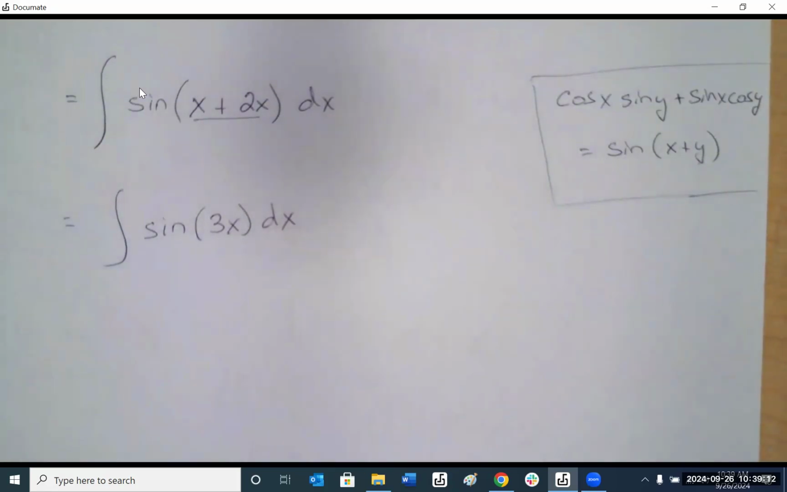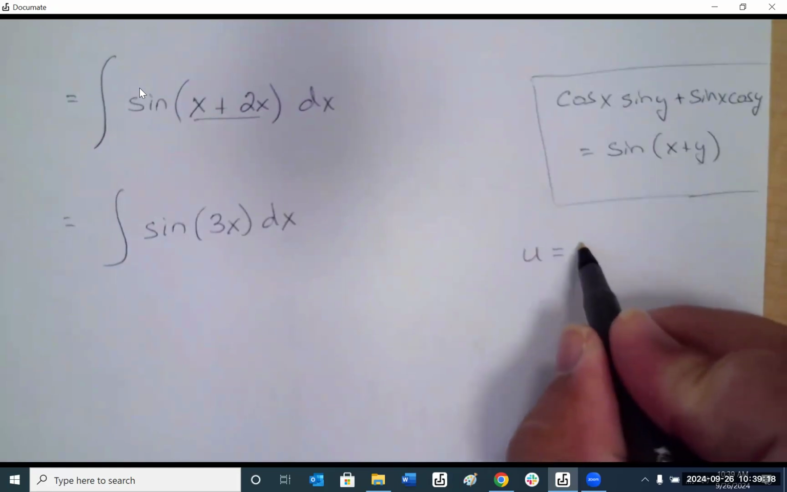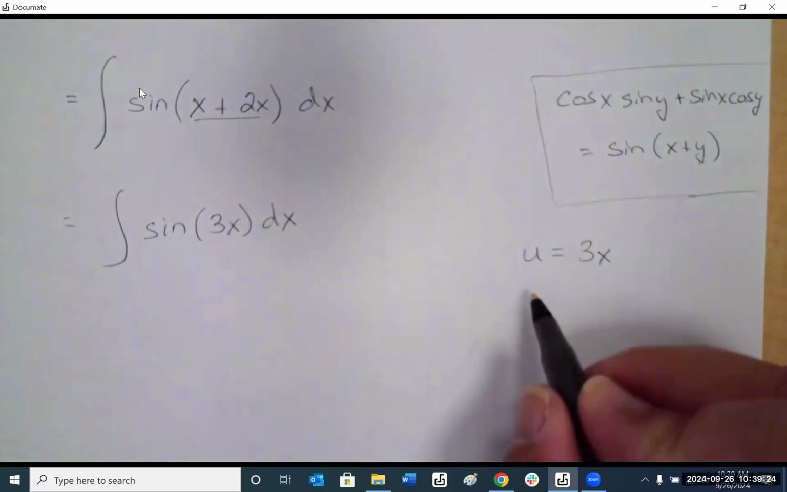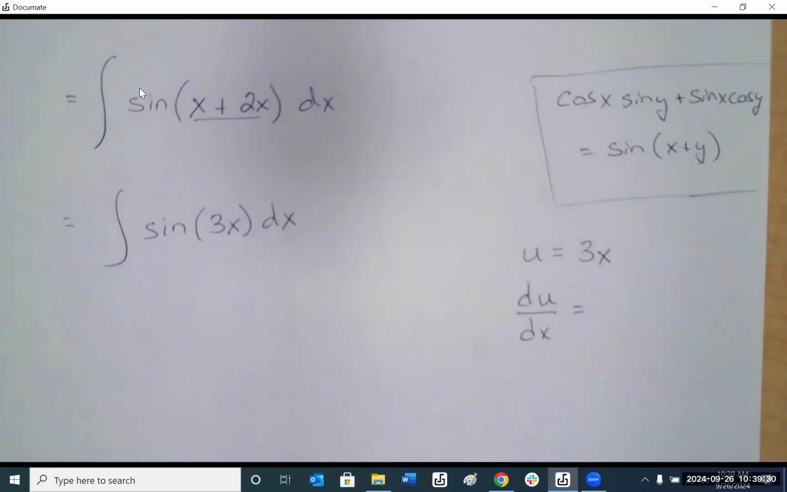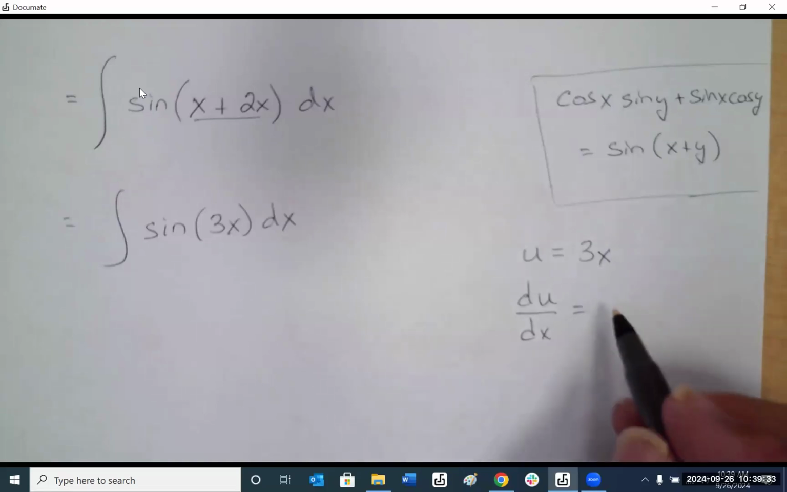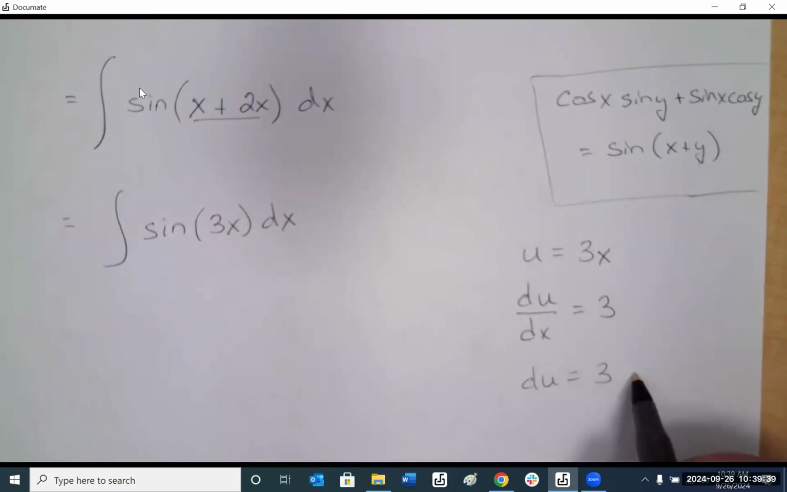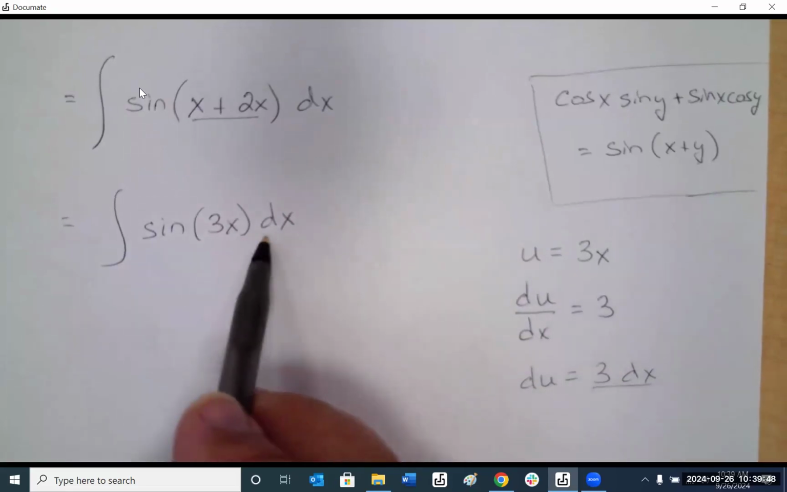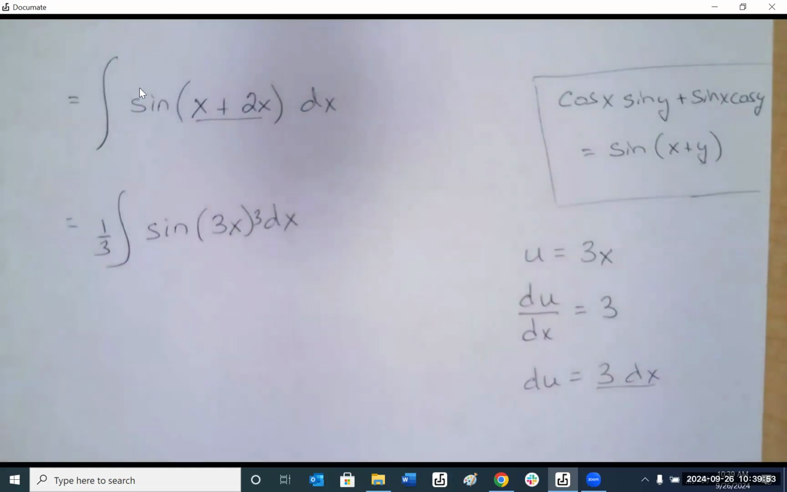Since we have a chain rule here, we're saying that our u value is 3x. So we have to find du/dx, which is what? 3. Or another way of saying this is du is 3 times dx. Do we have a 3 dx inside here anywhere? No, so we got to put one there, which means we got to put a 1/3 out in front.